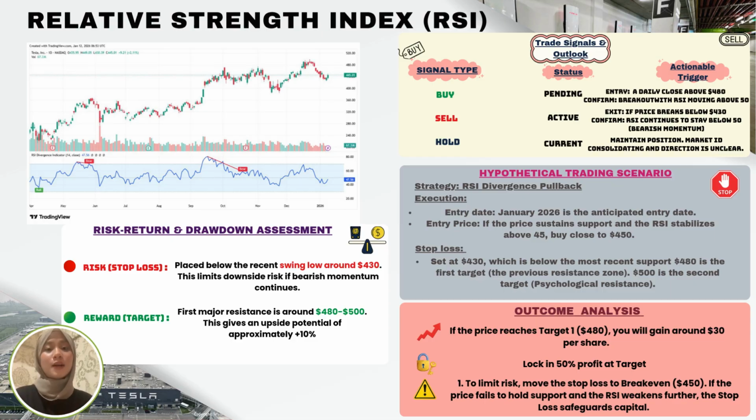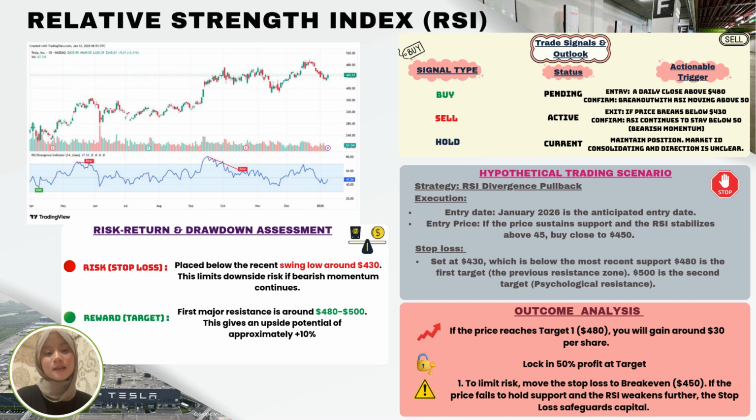Next, there are three possible signal types in RSI analysis. There are buy, sell, and hold. The buy signal appears when RSI shows bullish momentum. A sell signal appears when RSI shows bearish momentum. But the hold signal appears when RSI moves sideways and the market direction is unclear. So now let's look at the trade signals and output.